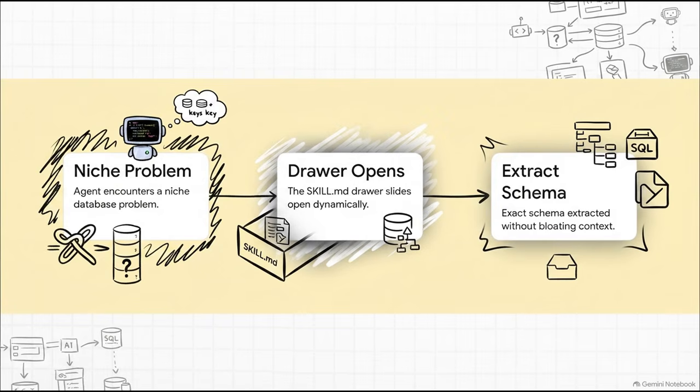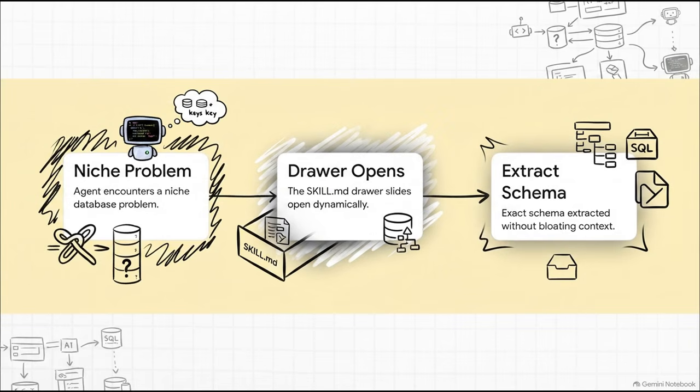Imagine step 1. Your agent is humming along writing front-end code, and suddenly it hits a niche database indexing problem. It needs specialized help. Step 2. Rather than forcing it to browse the open web or sift through a massively bloated system prompt, the specific skill.md drawer dedicated to database indexing seamlessly slides open dynamically. Step 3. The exact step-by-step schema, the necessary SQL tools, and the fallback protocols are extracted, used to solve the problem, and then the drawer quickly slides shut.